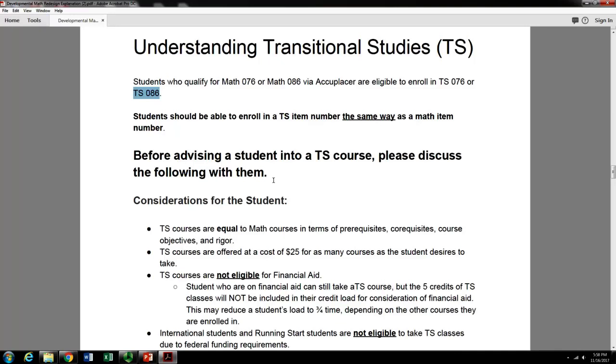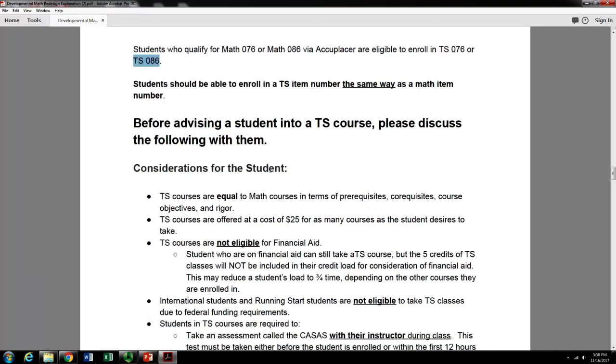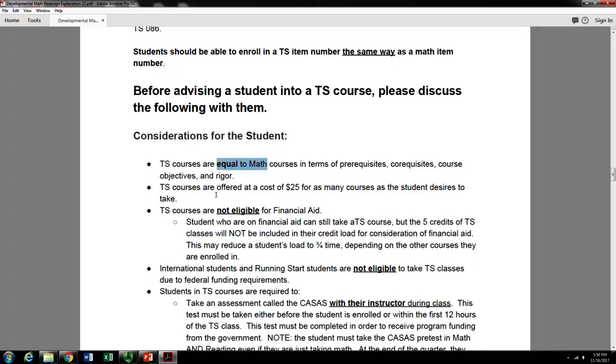But just make sure you tell them about the differences. So again, the TS courses are equal to the math courses. The TS courses are offered at $25, and that's for as many TS courses as a student wants. We do have TS courses that are English equivalent. So we have a TS 97, a TS 98.